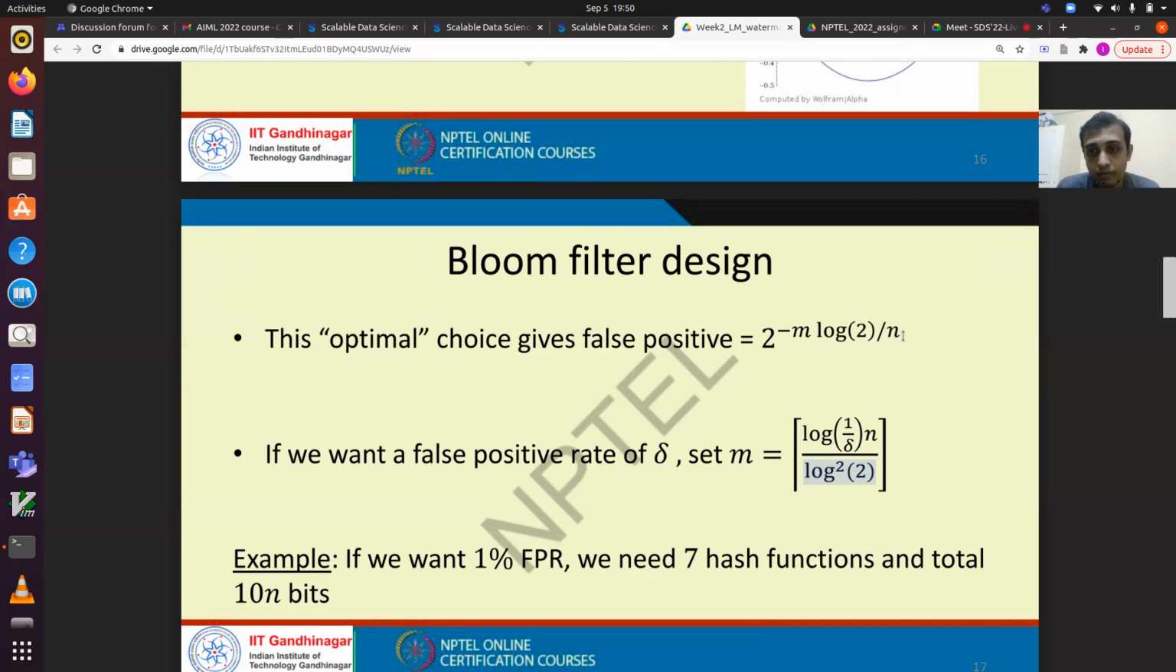Log of 0.1. Actually, that is a slight confusion, because that log of 0.1 is log base 2. So yes, you have to be more careful, because this is 2 to the power minus some.